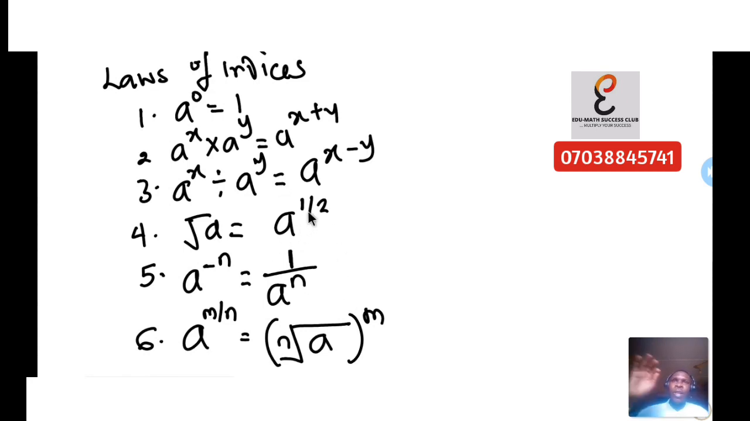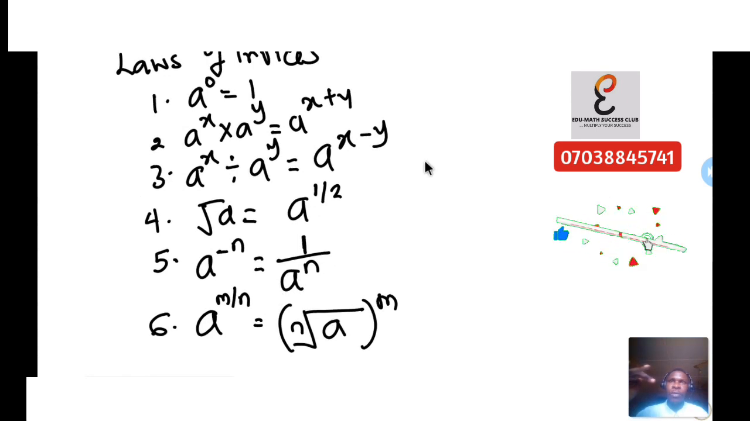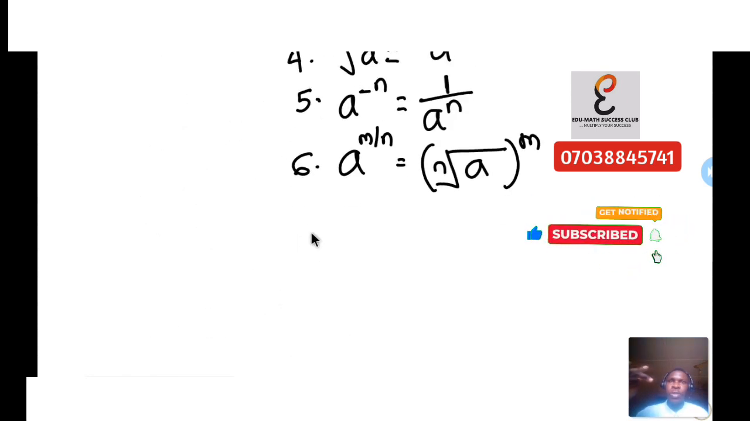Now let's go into how to evaluate logarithms. Now we'll be using some of these laws. So let's look at some examples on how to evaluate logarithms now.